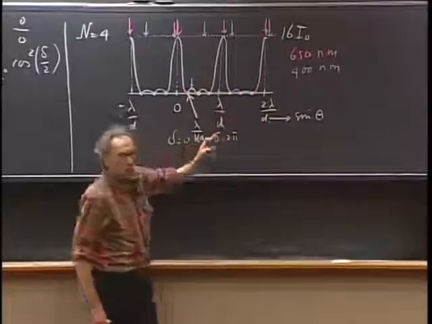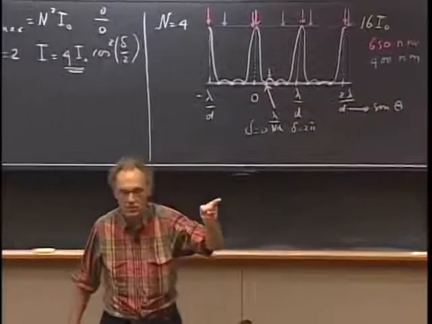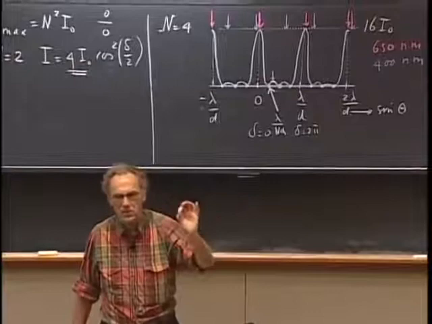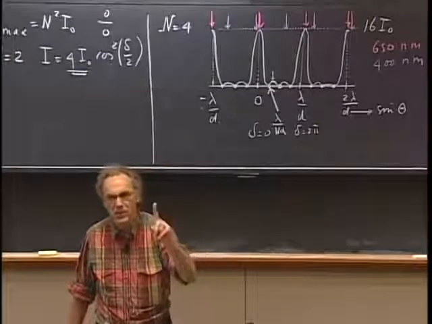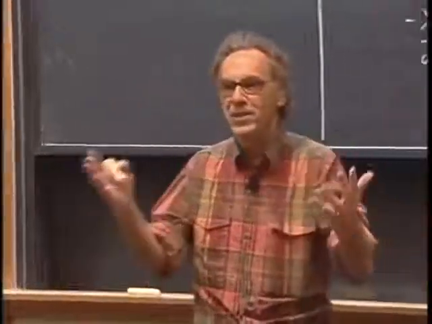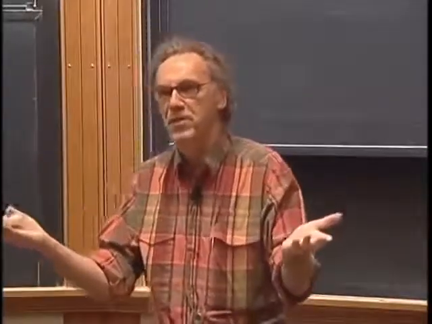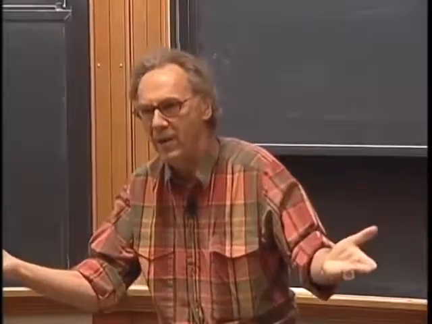That maximum now becomes 1,000,000 times I0. If you have 1,000 of these openings, they will add up at the maxima. You get 1,000,000 times the intensity that one alone would do. The reason is obviously you get 1,000 times the E vector, and they're all in phase with each other, and the pointing vector is the square of the amplitude of the E vector. You get the million.